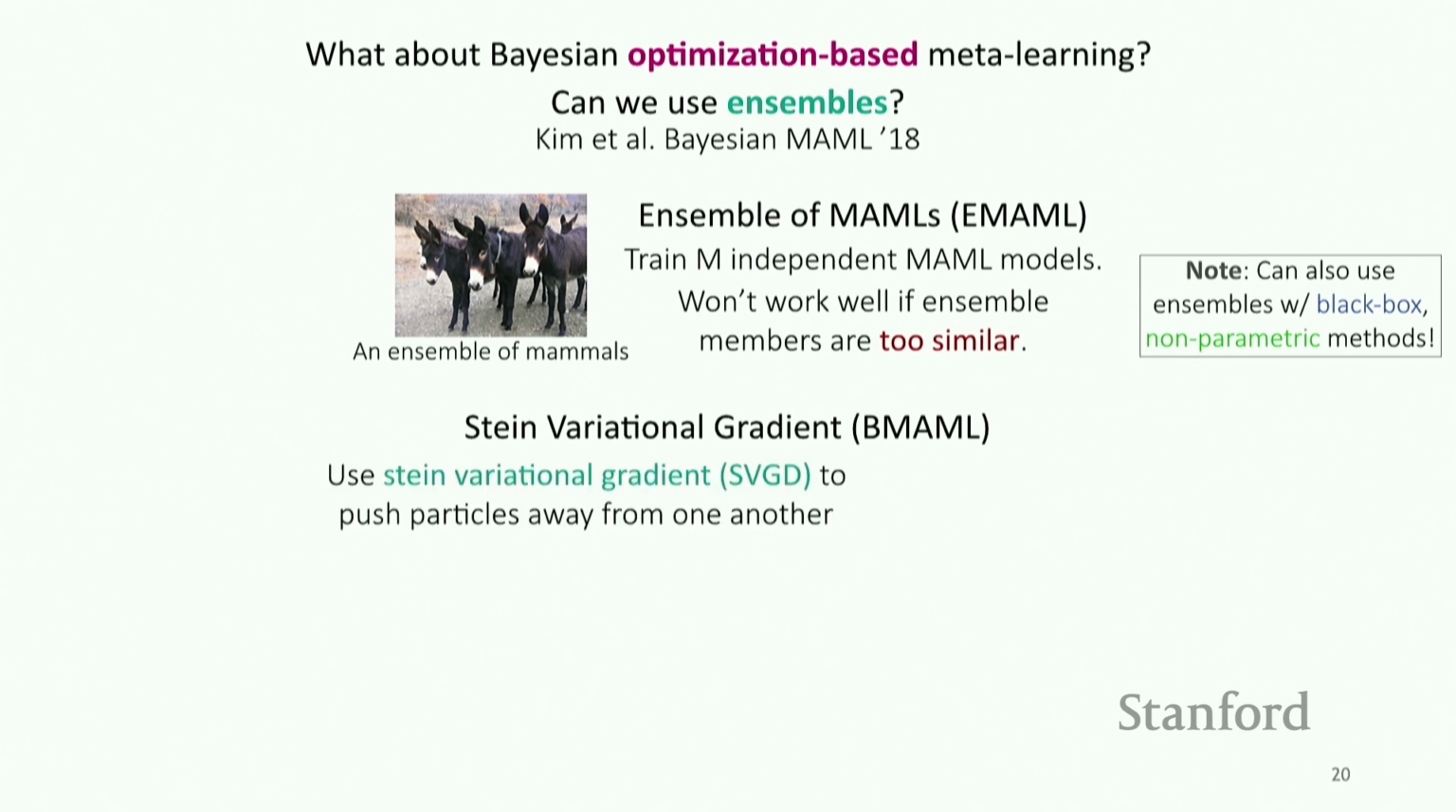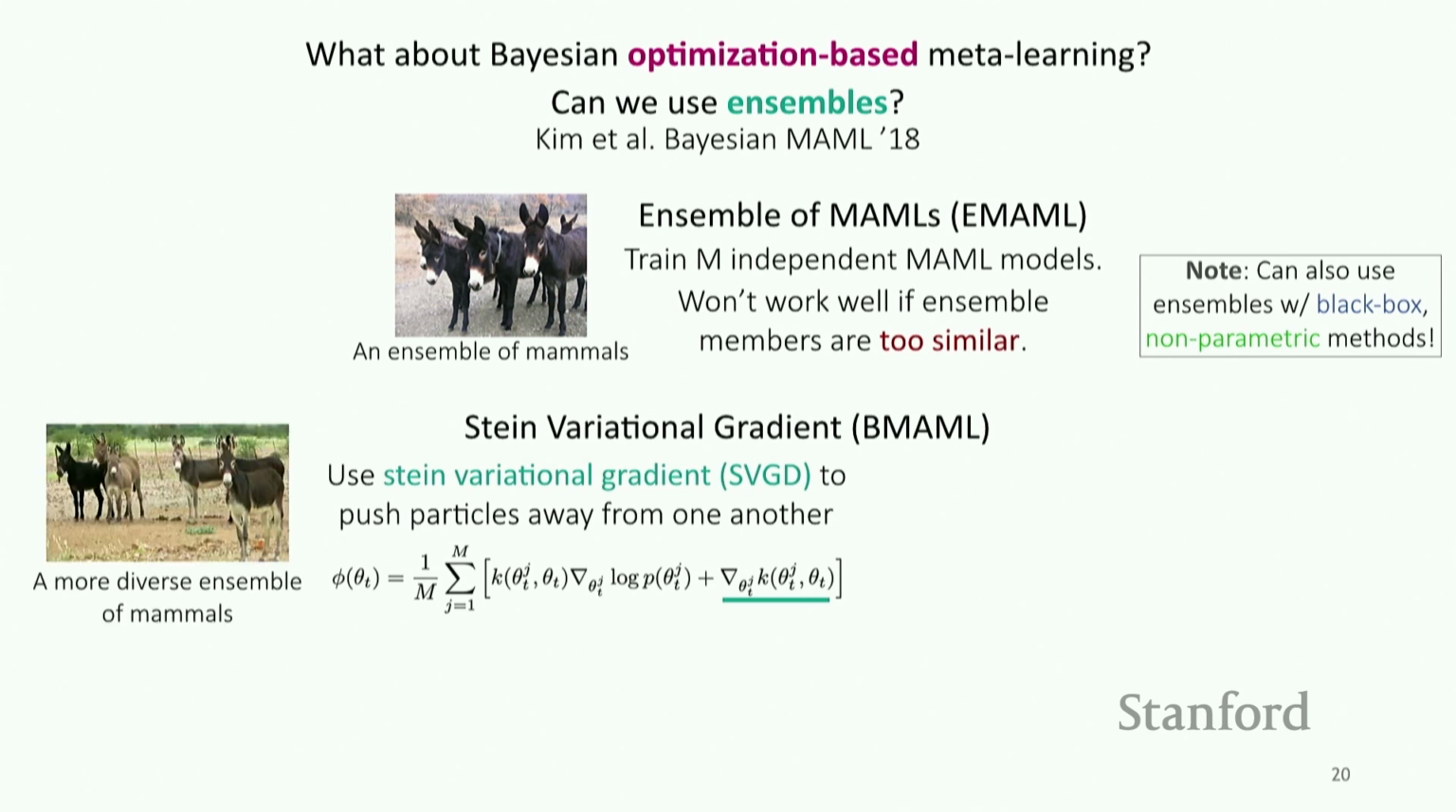In particular, there's an approach called Stein variational gradient descent. I don't want to get into all the details, but what it basically does is it pushes the different ensemble members away from each other to encourage them to represent different models. And the way that you accomplish this is that when you're running gradient descent, you have your typical likelihood term, but you also have a term that encourages the different ensemble members to be different from one another. And there are different kernel-like functions that you can use to represent the similarity between models. Okay, and so the result of this is you get a more diverse ensemble of MAMLs.